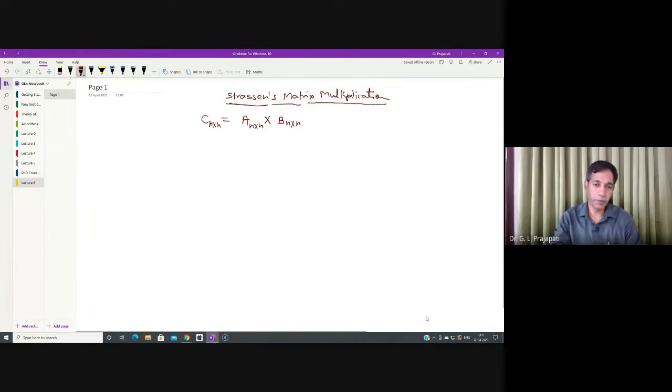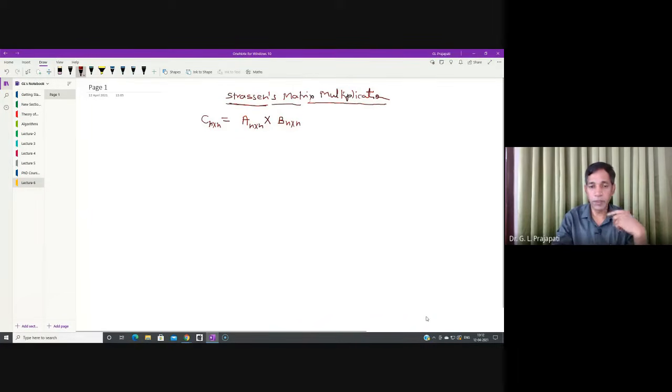We need to multiply two matrices of size n by n. A has n rows and n columns. B is also having n rows and n columns, so that you can multiply. And the resulting matrix we need to store in C, and C is also an n by n matrix. Efficiently we are going to multiply the two matrices A and B. Here efficient means we need to minimize the operations compared to traditional matrix multiplication.